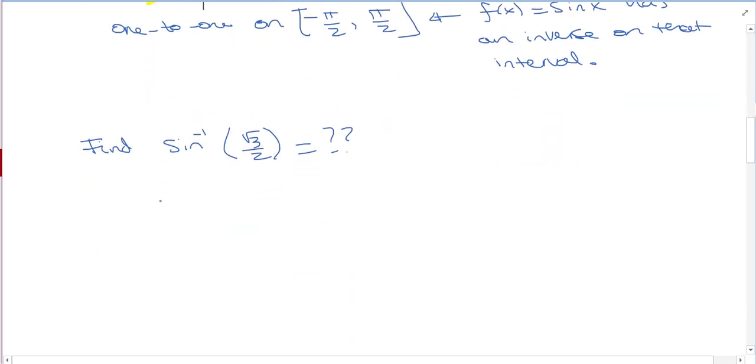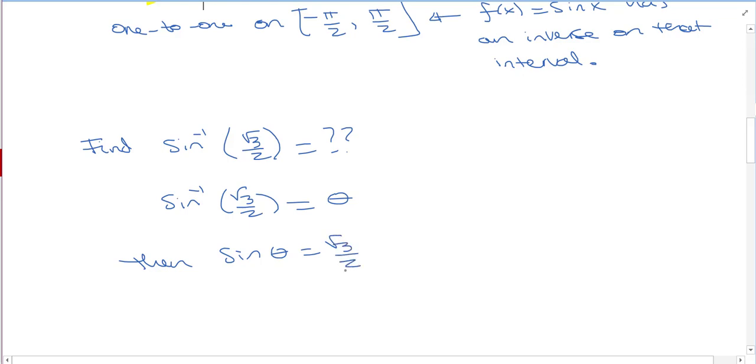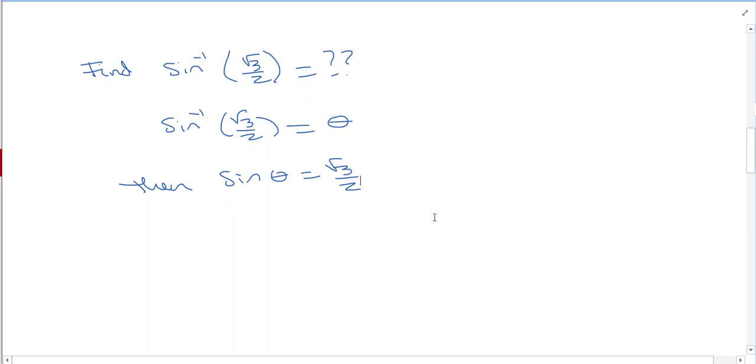So when I'm asking this, sine inverse of root 3 over 2 is going to be some angle, let's call it theta. This means that sine of theta is the square root of 3 over 2. So that might be easier for you to think about, because now you can use your unit circle or any of the tools you use in trig or pre-calculus to find these values.